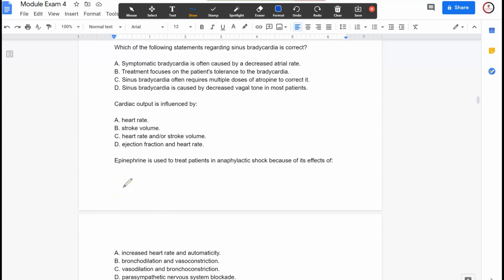Epinephrine is used to treat patients in anaphylactic shock because of its effects of increased heart rate and automaticity. I mean, yeah, it does that, but that's not helping us in anaphylaxis. Bronchodilation and vasoconstriction, yeah, because in anaphylaxis you have bronchoconstriction and vasodilation. Vasodilation and bronchoconstriction, no, because this is actually the definition of anaphylaxis. Parasympathetic nervous system blockade. No, just no. Bronchodilation, vasoconstriction.